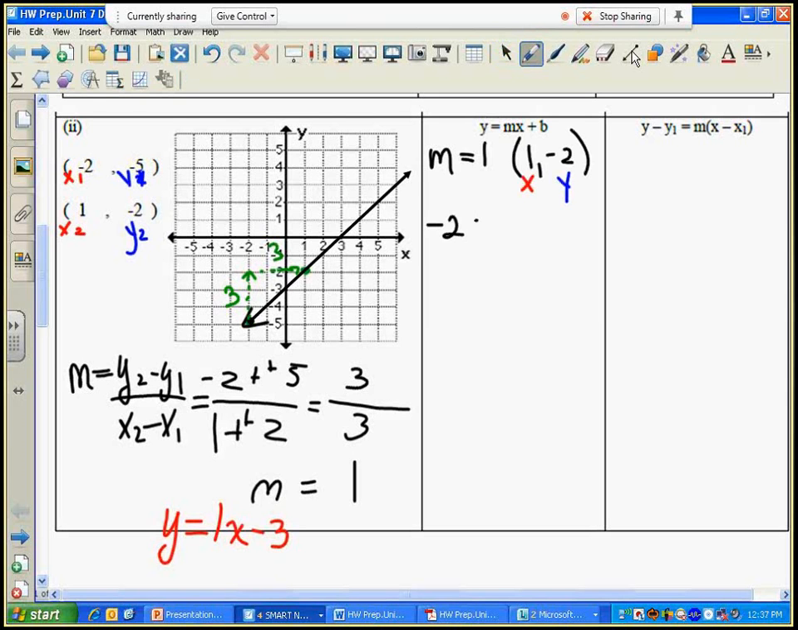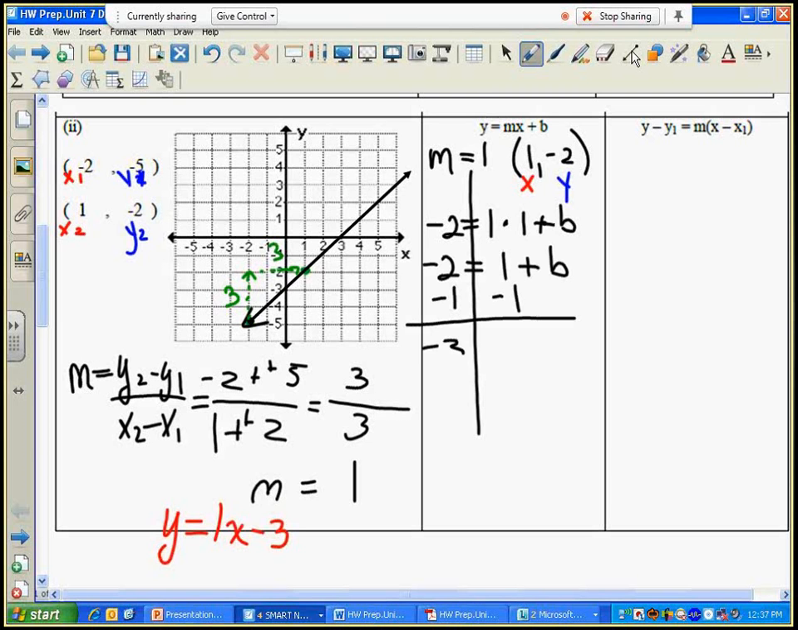-2 equals 1 times 1 plus b. 1 times 1 is 1. So to get rid of that 1, all we have to do is just subtract it away. We end up with b is equal to -3. Well, there you go. There's the same value that we see with our graph. That verifies that the equation is, in fact, y equals 1x minus 3.